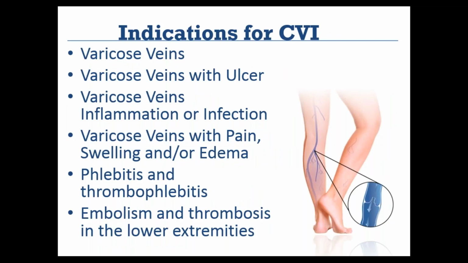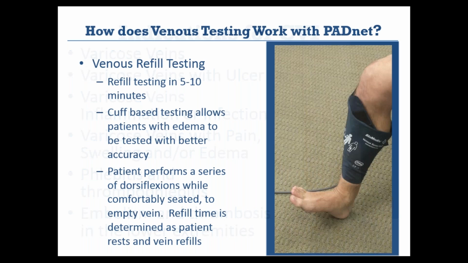Primary indications for CVI include varicose veins with ulcers, varicose veins with inflammation or infection, varicose veins with pain, swelling, or edema. Phlebitis and thrombophlebitis, and embolism and thrombosis in the lower extremities are all indications for a chronic venous insufficiency study.